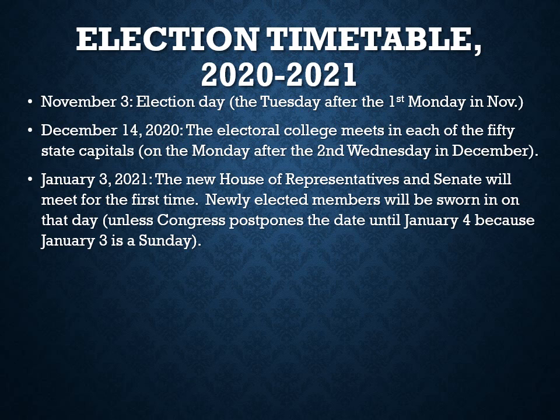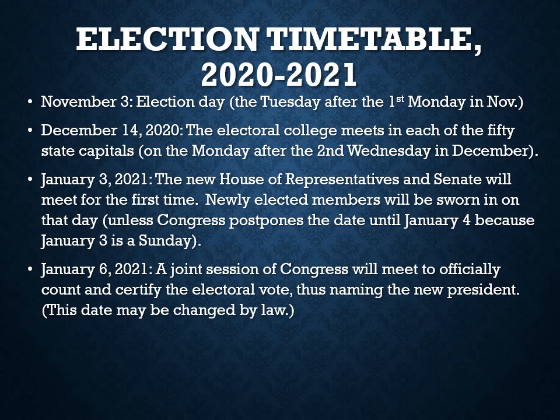Then, on January 3rd, the new House of Representatives and the new Senate will meet for the first time. And newly elected members will be sworn in. And on January 6th, there will be a joint session of Congress that will meet, House and Senate together, to officially count and certify the electoral vote. So each one of the 50 states will report its vote, and then the joint session of Congress will officially approve that vote, and that is the act that will name the new president.